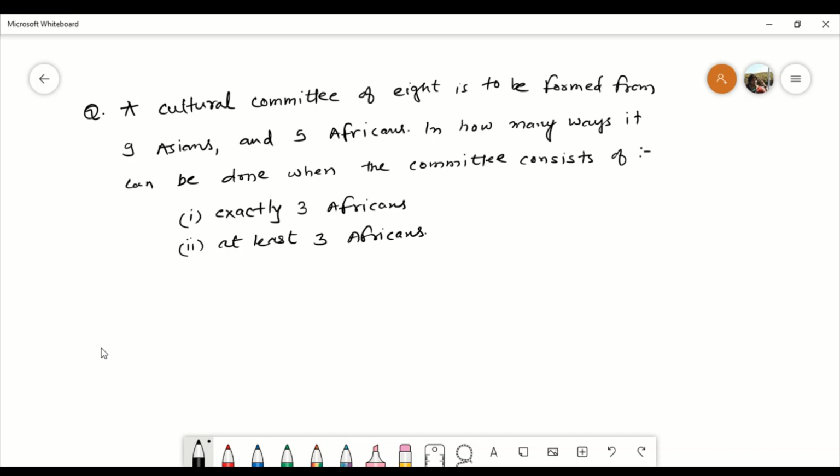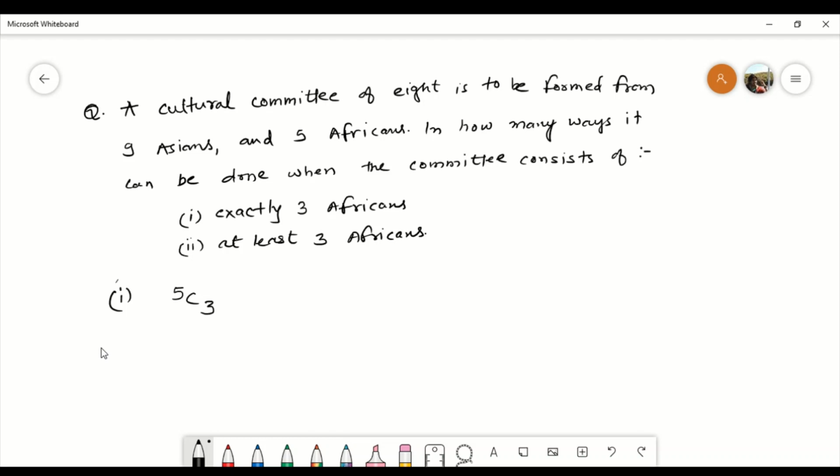The first question says that the committee has to contain 3 Africans, and the second says that the committee has at least 3 Africans. So one says it has exactly 3 Africans, and the second says it has at least 3 Africans, right? So we'll first look at the first one. In the first one it says that it has exactly 3 Africans. So how many ways do we have to select 3 Africans? We have a total of 5 Africans, so we have 5C3 ways of selecting 3 Africans, right?